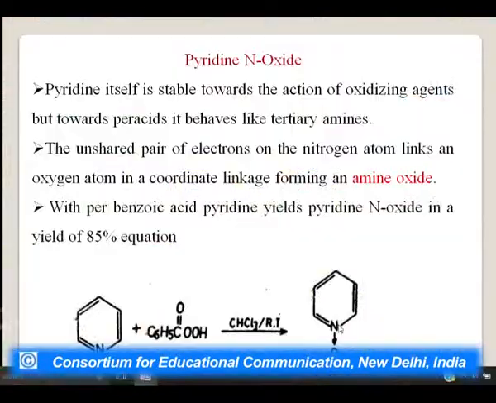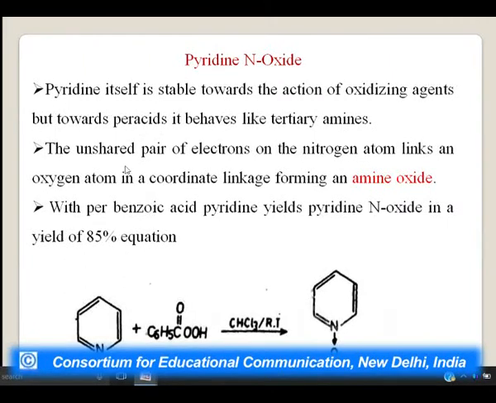This is pyridine N oxide. You can see the structure. It is pyridine N oxide because the oxygen atom is attached to the nitrogen by donation of the lone pair of electrons of nitrogen towards oxygen. Pyridine itself is stable towards the action of oxidizing agents, but towards per acids it behaves like tertiary amines.